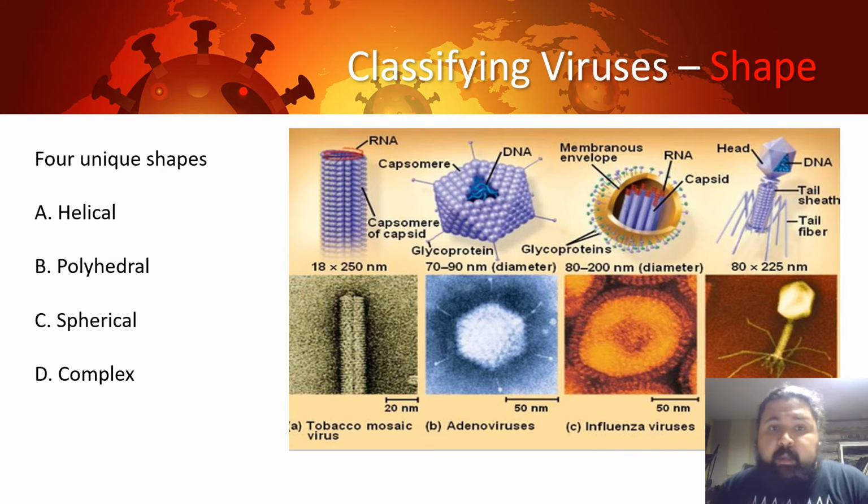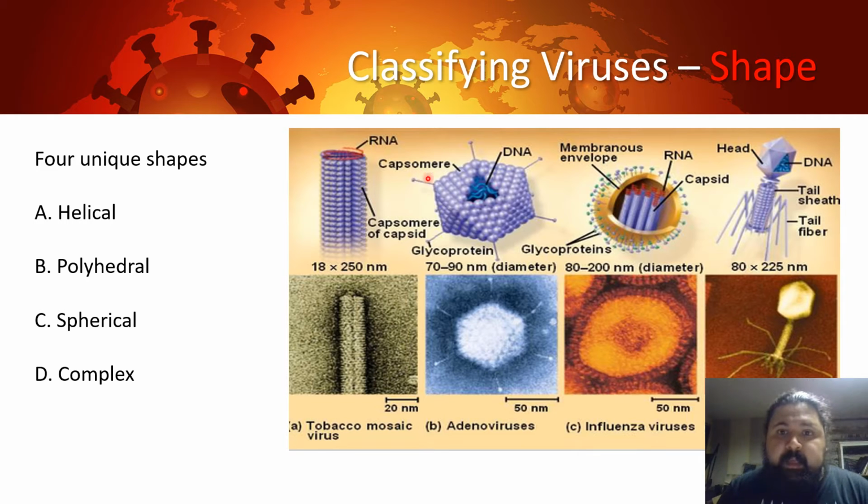Another way that we classify viruses is by shape. After the introduction of electron microscopy, we can see how viruses are shaped. I would say the first one shown right here is helical shape. An example of this would be the tobacco mosaic virus, which is a plant virus. It wraps around in a long strand-like structure.